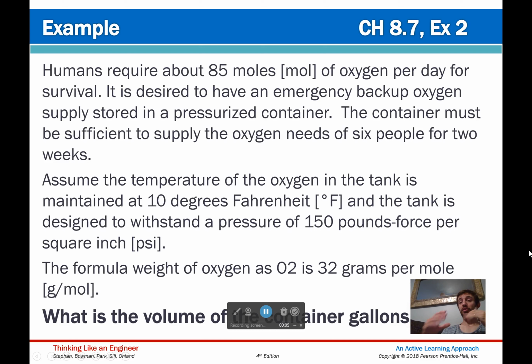So here's a more large problem, which might be harder for you because there's just so much information that's given, and not all of it is needed. So let's see if we can figure this out.